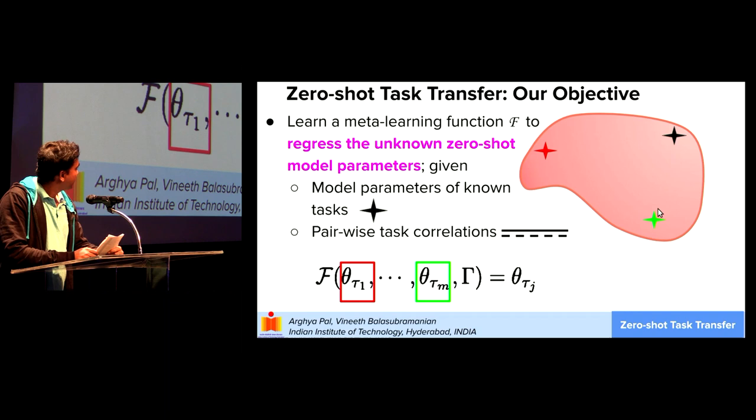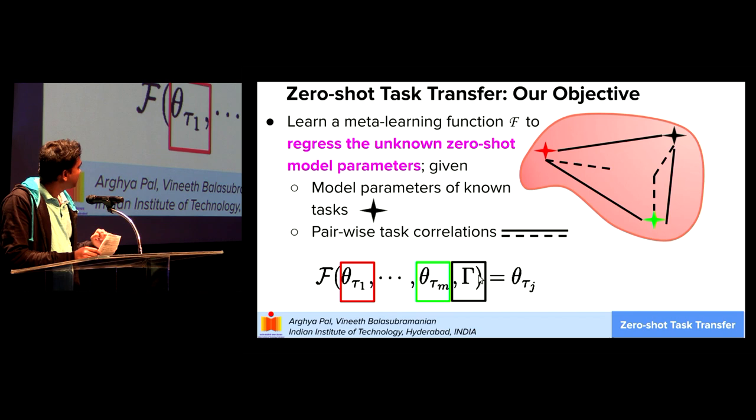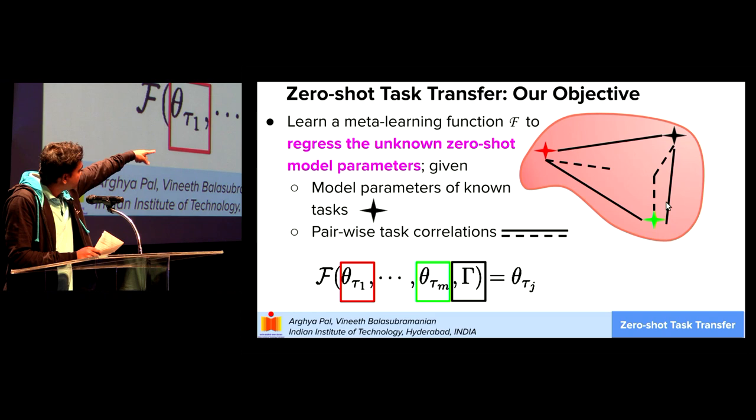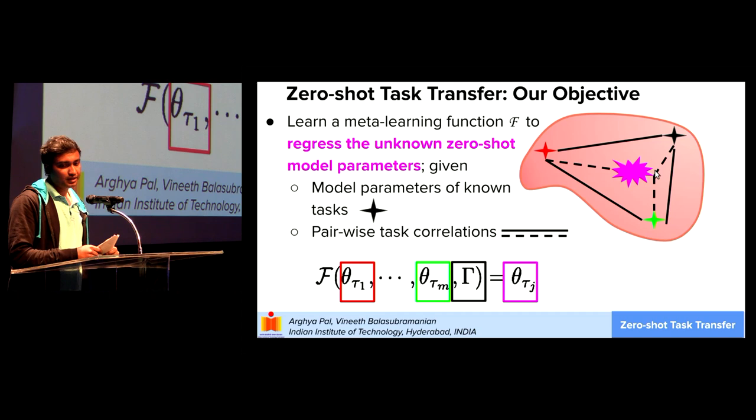And that known tasks and the pairwise task correlation from the known task to the unknown, or zero-shot, task is a gamma. Can you try to regress the zero-shot task parameter? Here we are showing that between known tasks there is a relation, that solid bar, and you're trying to predict that big pink star. And we want to know the correlation from that pink star to the red star.